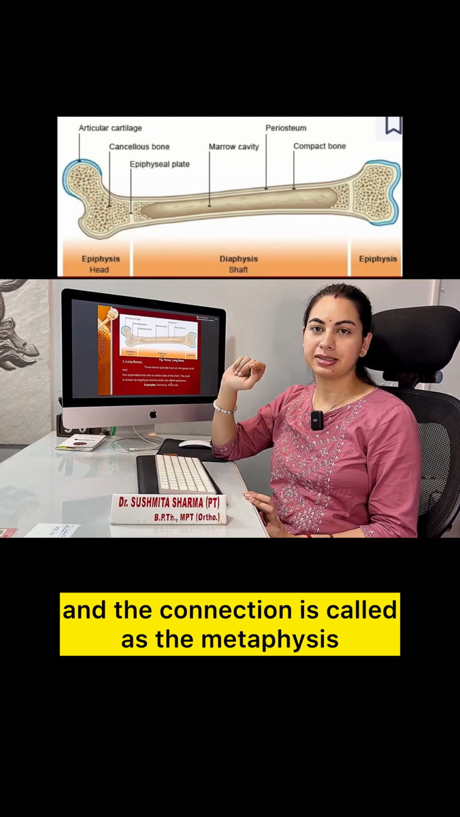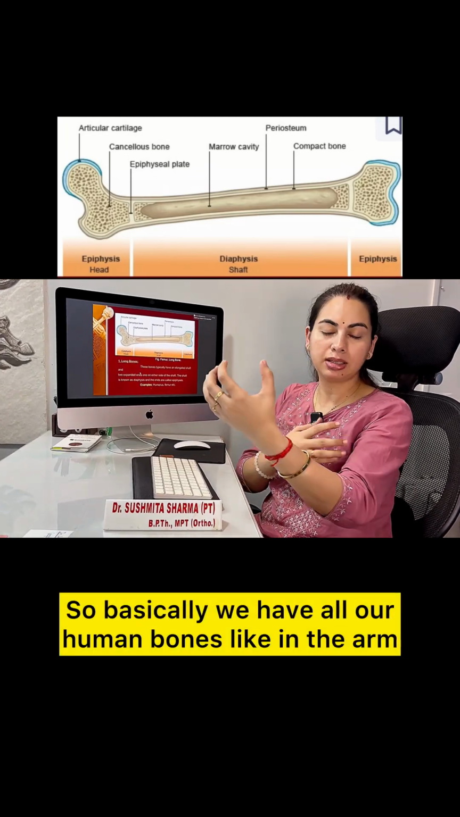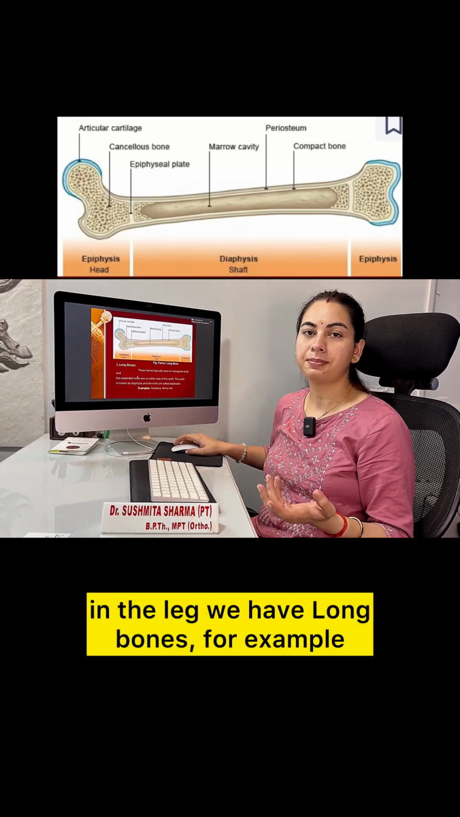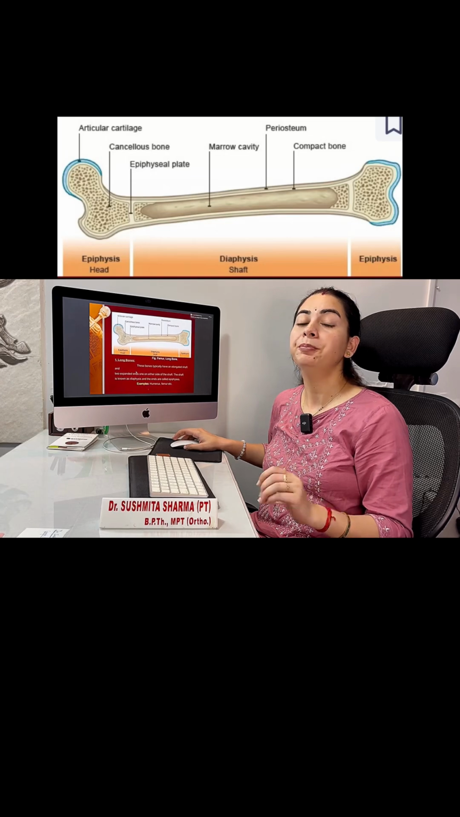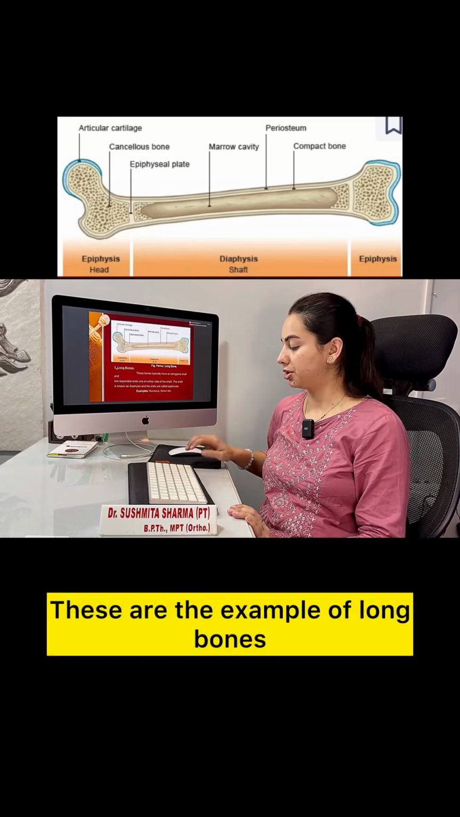So basically we have long bones in our human body, like in the arm and in the leg, for example humerus, femur, tibia, radius, ulna, etc. These are examples of long bones.